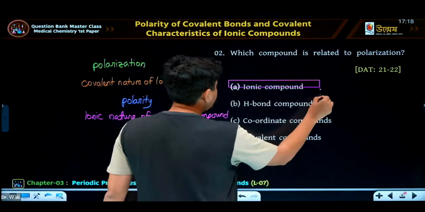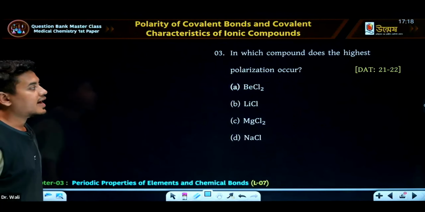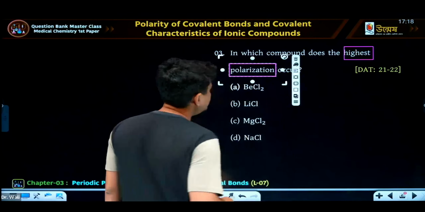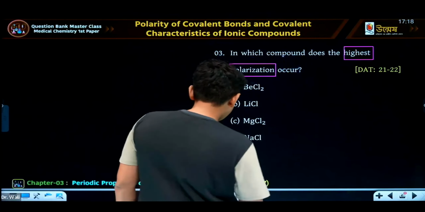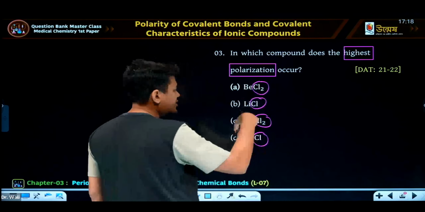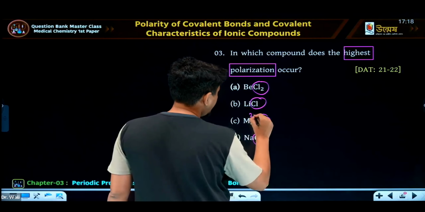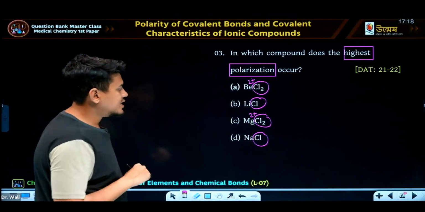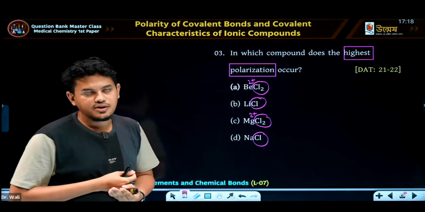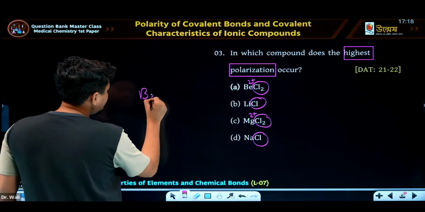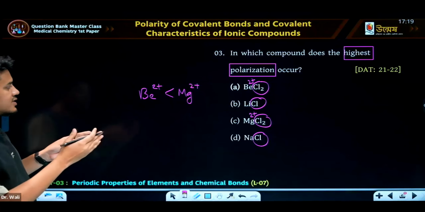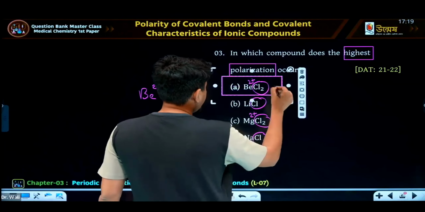This is an ionic compound. In which compound does the highest polarization occur? Highest polarization means highest covalent nature. Which one shows the highest covalent nature? In this case, all the anions are the same, but the cations are different, and the charges are also not the same for every cation. As we can see, options A and C can be correct because they have high charge and equal. But now comes the size of the cation. Beryllium cation is smaller compared to magnesium, so the answer here will be beryllium chloride.